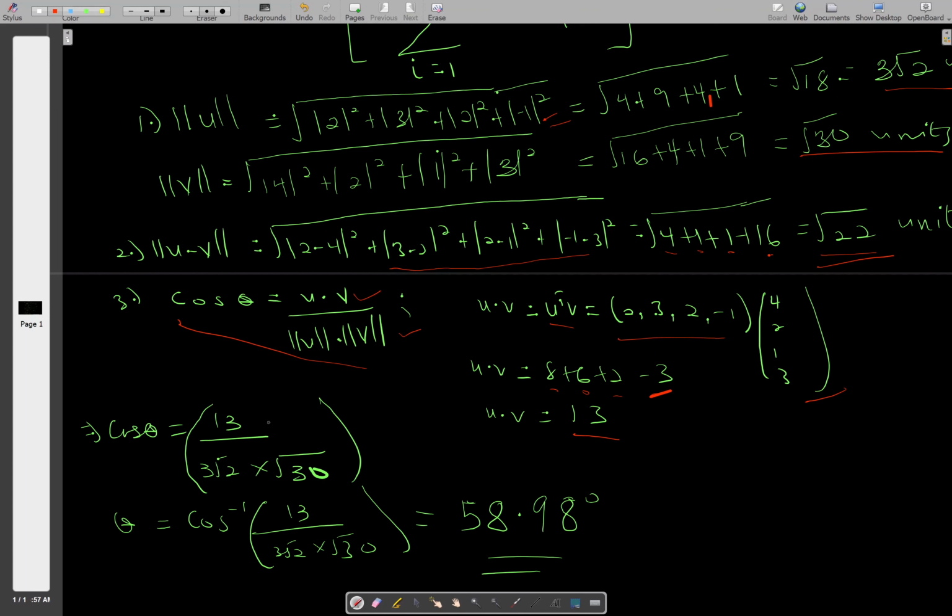You see, u dot v is 13. The norm of u is 3 root 2, times the norm of v, which is root 30. So theta is the same as the cos inverse of this, and we get 58.98 degrees. This has been approximated to 2 decimal places.